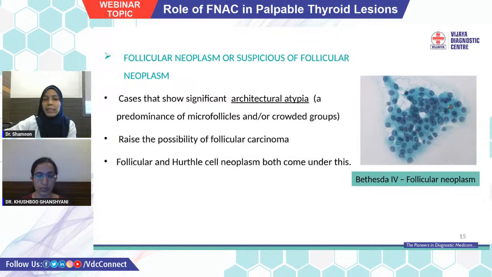Category 4 of Bethesda system includes follicular neoplasm or suspicious of follicular neoplasm lesions, where cases which show significant architectural atypia, predominance of microfollicles, or crowded groups. These raise the possibility of follicular carcinoma. Follicular and Hurthle cell neoplasm both come under this. You can see the image here. In the follicular neoplasm, small follicles composed of cells with nuclear enlargement and hyperchromasia are seen.